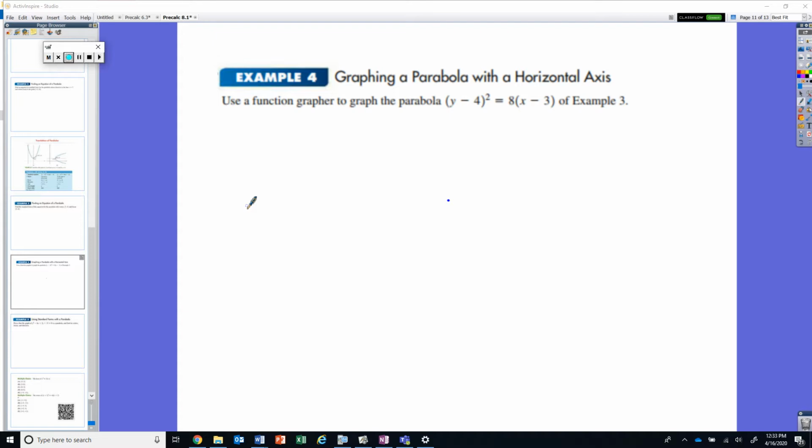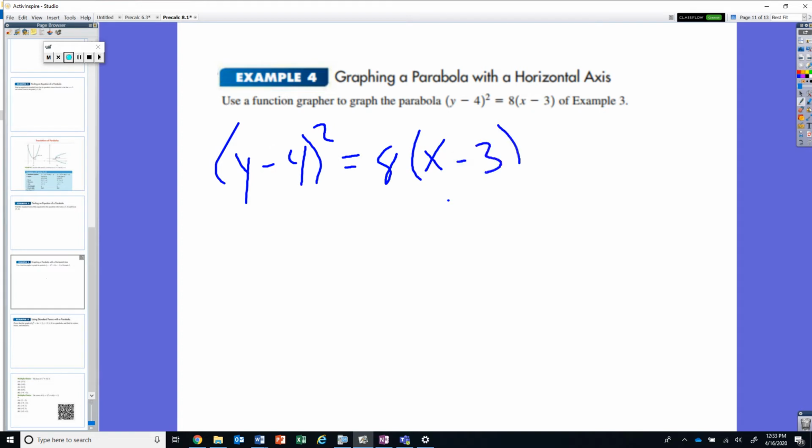So we started off kind of simple for y'all. Let's think about what we're given. We have (y - 4)^2 = 8(x - 3). And so in this case, we see that we have (3, 4) being our vertex.